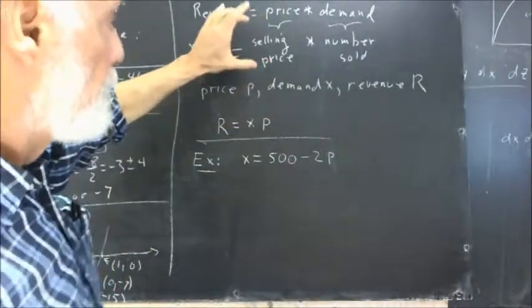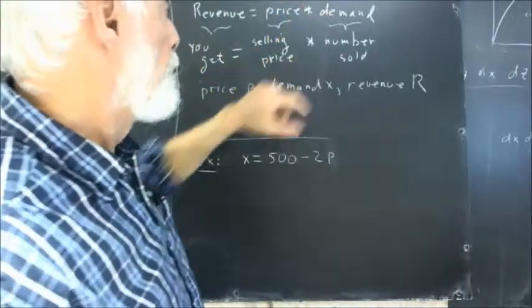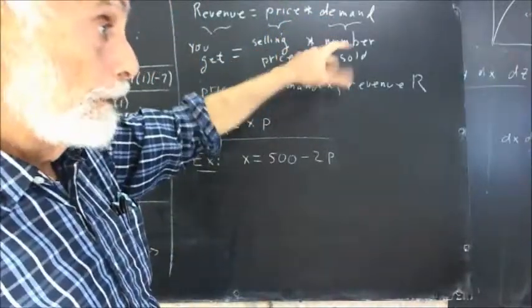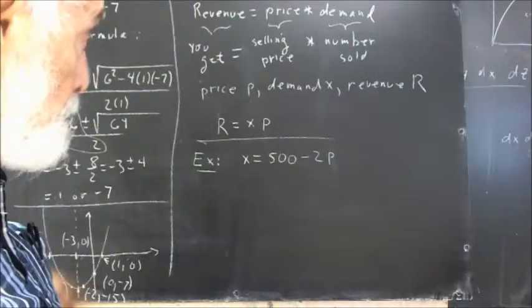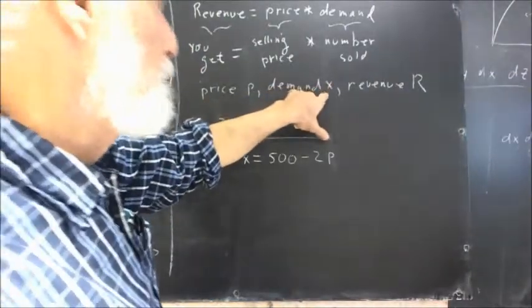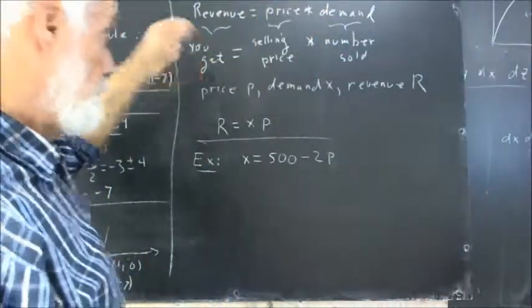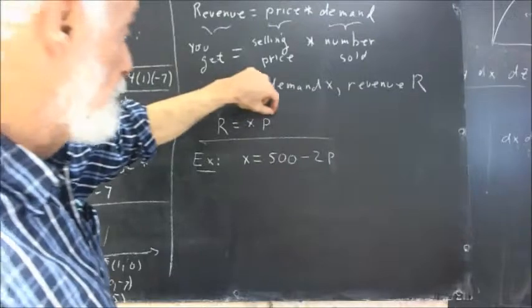If we sell for $5 a piece and we sell 300 of them, $5 times 300 sold is $1,500, and that's our revenue. That's how much we get. Now, if the price is P, the demand is X, revenue is R, this common sense notion here is expressed as R equals X times P.